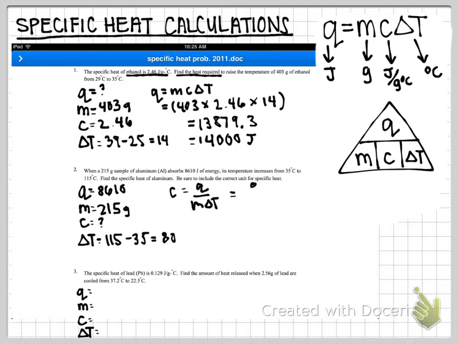So C equals Q over M delta T, which equals 8610 divided by the mass times the change in temperature, so 215 times 80. With 2 sig figs, it would be 0.50. And the unit for specific heat is joules per gram per degree Celsius.